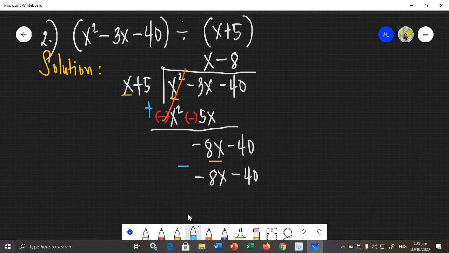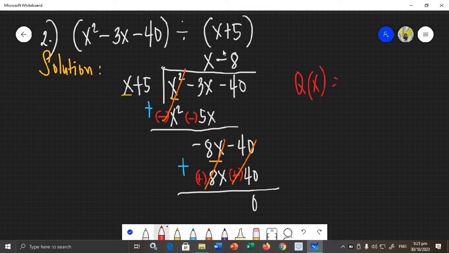And then we need to subtract. In subtracting, we should apply the rules in subtracting integers. So negative 8x will become positive 8x and negative 40 will become positive 40. And then the operation will become addition. Negative 8x plus 8x, this will be 0, no? And negative 40 plus 40, this will also be 0. So therefore, 0 na yung sa baba. And then if we will be listing the value of our quotient, it will be x minus 8, that is the quotient. And our remainder is 0.